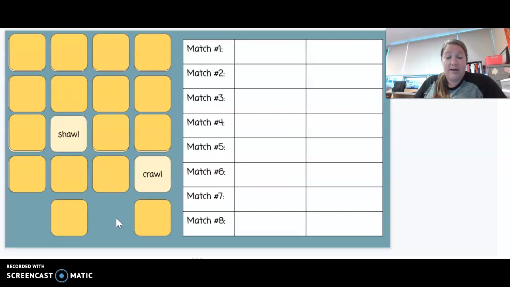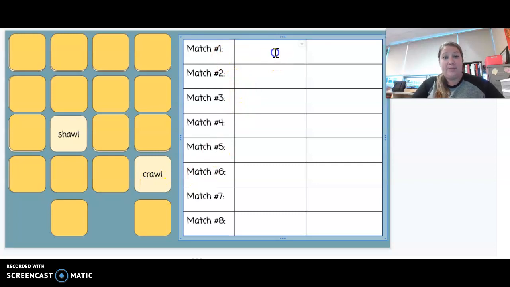It looks like I found a matching pattern. I have shawl with AWL at the end, and I have crawl with AWL at the end. So this is a good match. I will come up here and click and type my two matches. So I'm going to type crawl, C-R-A-W-L, and the one that matches it, the one up here, is shawl, S-H-A-W-L.